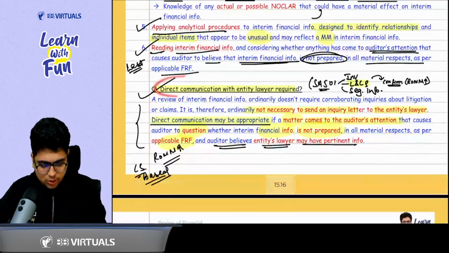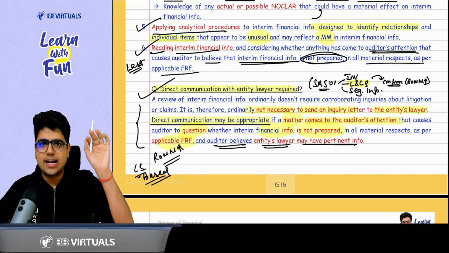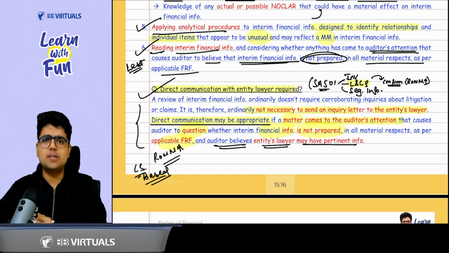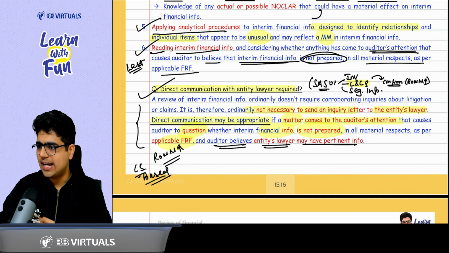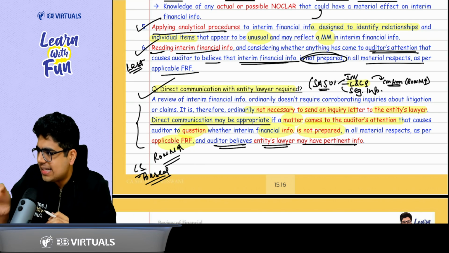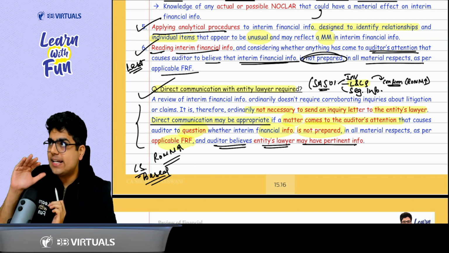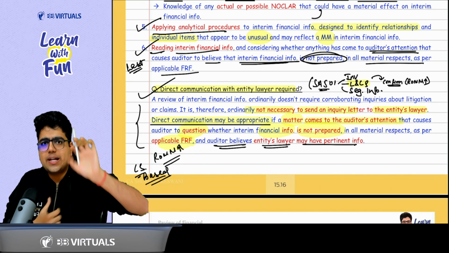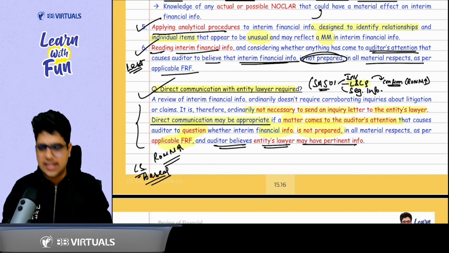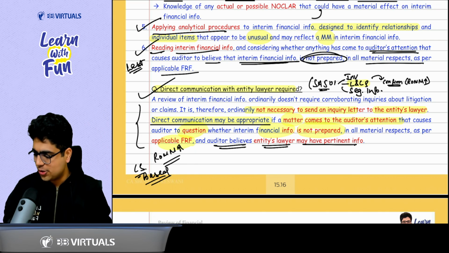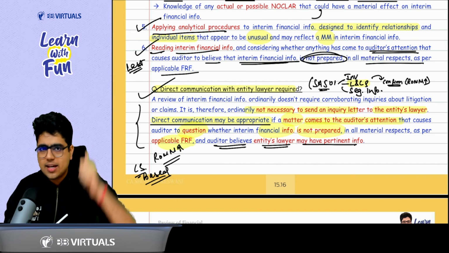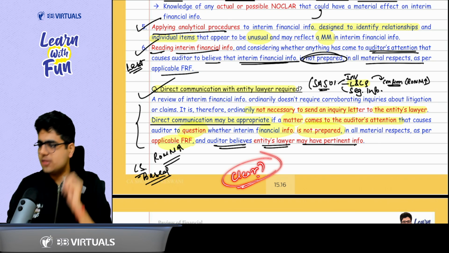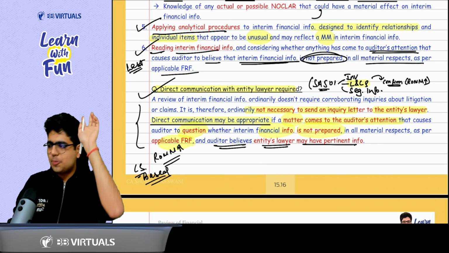Now, sir, do we need to do a direct communication with the entity's lawyer? The answer is no. It is not compulsory to do a direct communication with the entity's lawyer. But if you feel that the entity is hiding some financial information which can be obtained only from the entity's lawyer, then in that case, it may be compulsory for you. Is everything till here clear to all of you? Are these 2 pages clear?